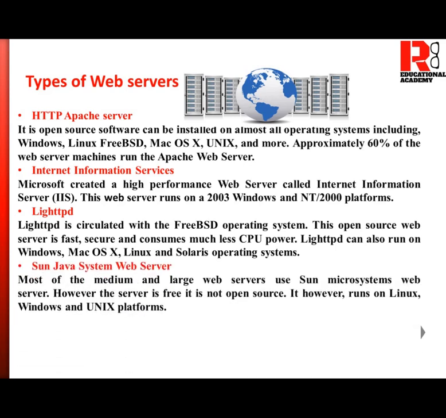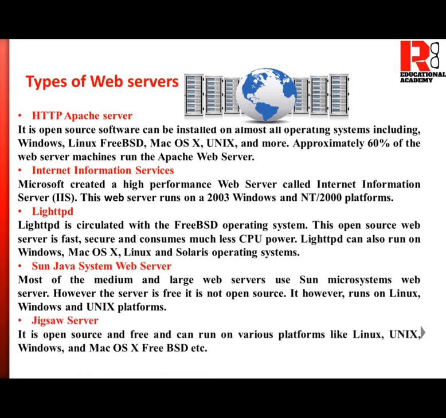The next server which we are going to discuss is Sun Java System Web Server. Most of the medium and large web servers use Sun Microsystems Web Server. However, the server is free, it is not open source. It runs on Linux, Windows and Unix platforms only. It doesn't support Mac OS. Jigsaw Server. Jigsaw Server is open source and free and can run on various platforms like Linux, Unix, Windows, Mac and others. Now let's understand what are the various types of websites.